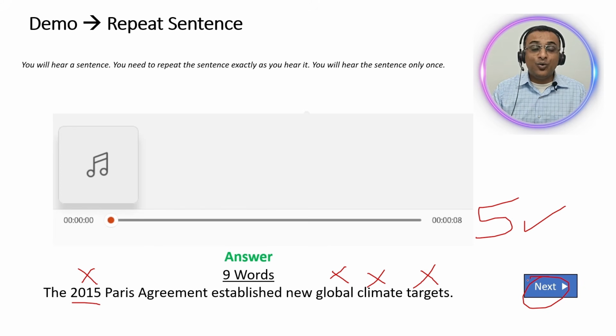So this is how you can also get good amount of marks in your repeat sentence question by repeating at least 60% or more of the sentence with maintaining your fluency. This is the biggest trick that we can offer you for repeat sentence question.